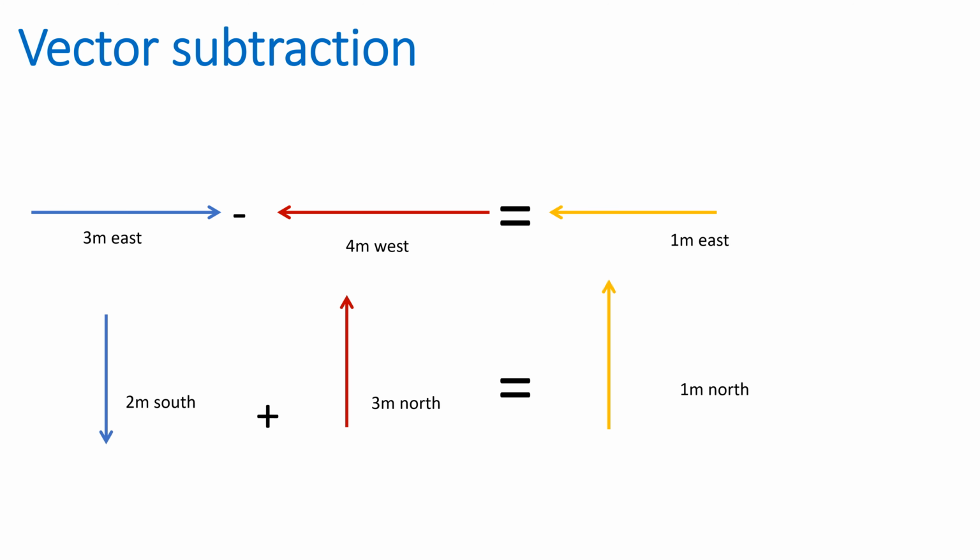up and down, which is 2 meters south plus 3 meters north. You can put minus or plus because we know one of them would have a negative sign as they are opposite directions. So minus 2 plus 3 would give us 1 meter north.